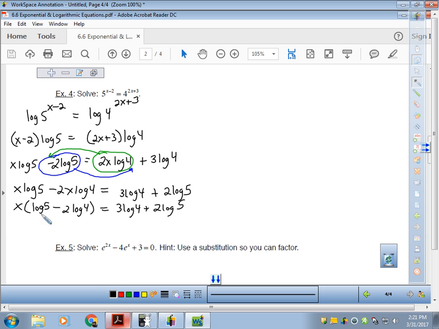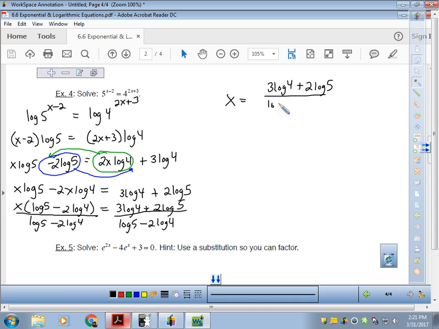And then the last step to solve: right now we have x getting multiplied by this parentheses. In order to get the x by itself, to get rid of multiplication, we divide. So we're going to divide both sides by that parentheses, by that log 5 minus 2 log 4. So my exact answer is x equals 3 log 4 plus 2 log 5 over log 5 minus 2 log 4.